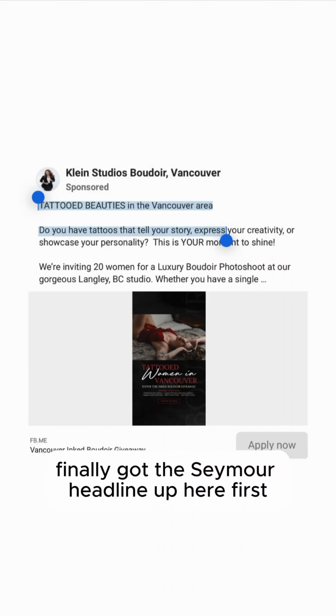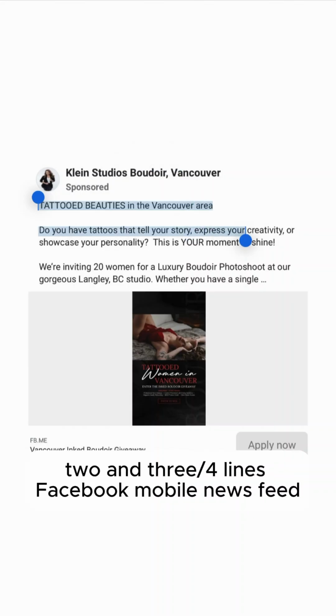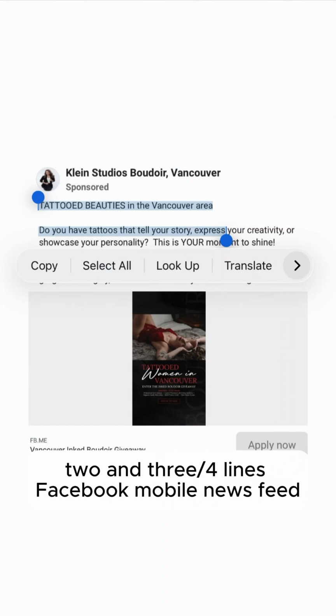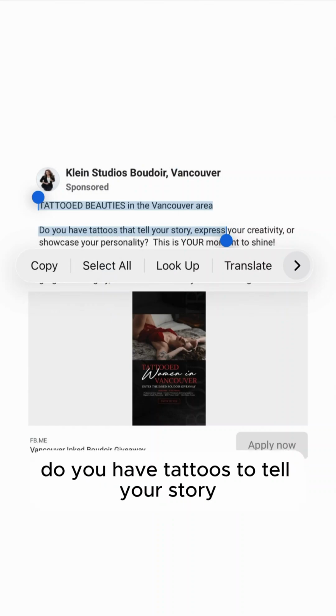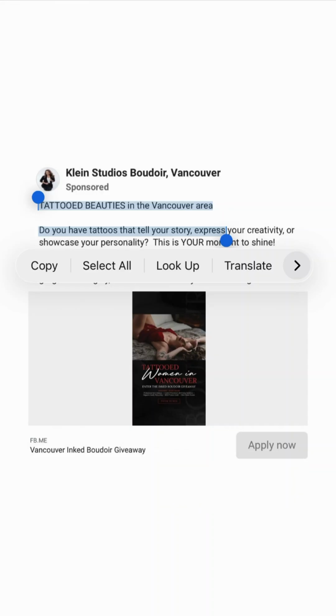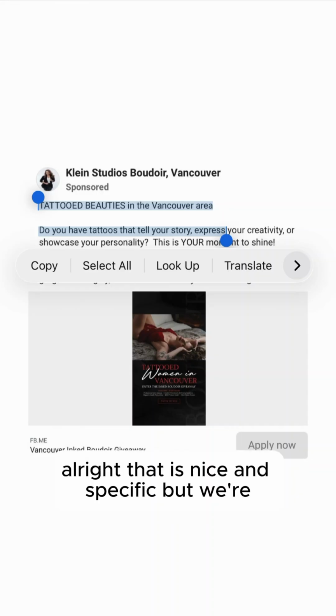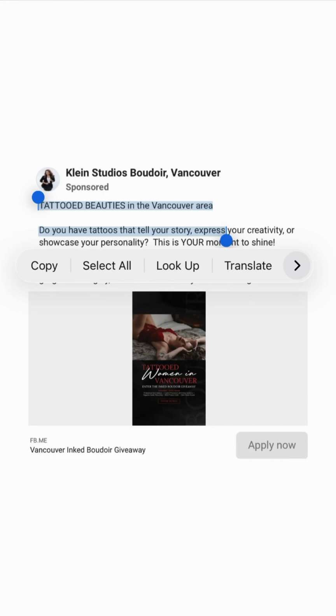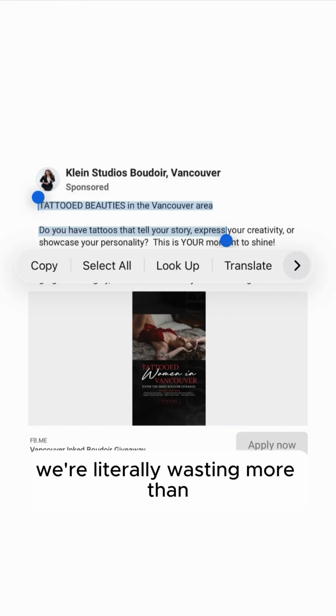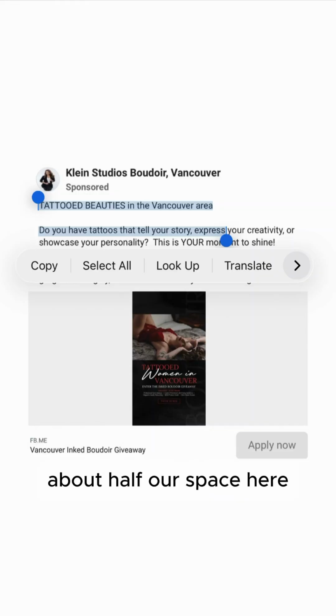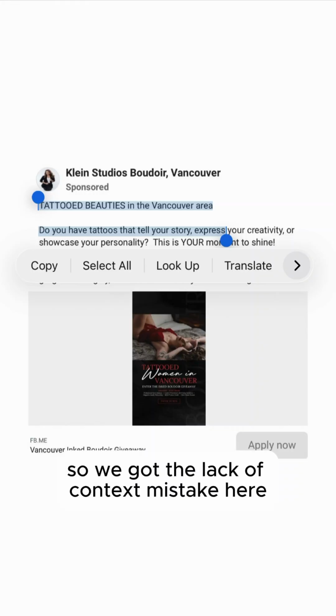Finally, we've got the see more headline up here. First 2 3/4 lines, Facebook mobile news feed. Tattooed beauties in the Vancouver area. Do you have tattoos that tell your story? All right, that is nice and specific. But we're literally wasting more than about half our space here because it's blank. So we have the lack of context mistake here.